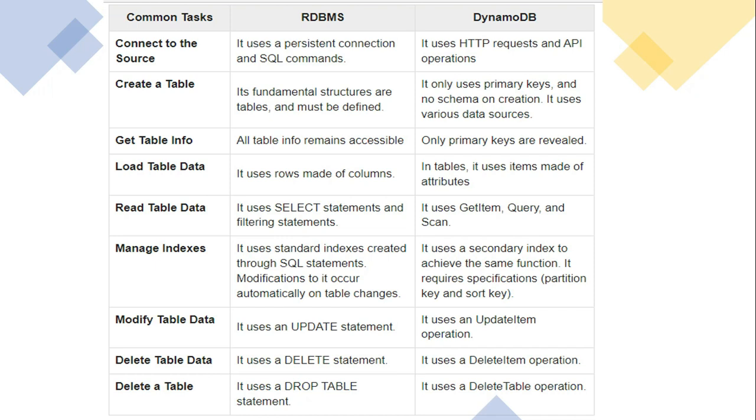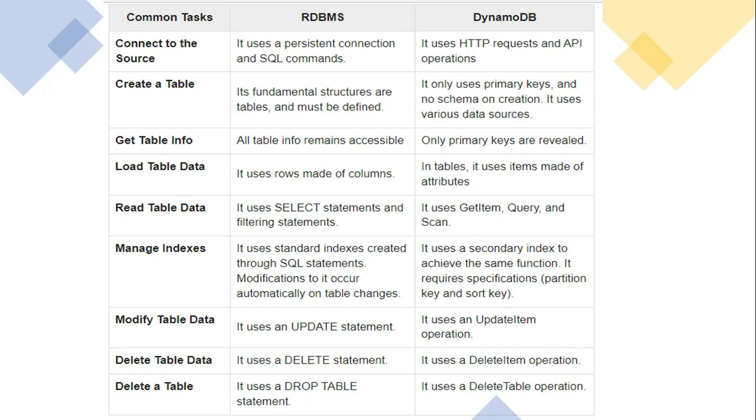Next comes get table info. In an RDBMS, all table info remains accessible. Only primary keys are involved in DynamoDB. Load table data: an RDBMS uses rows made up of columns.